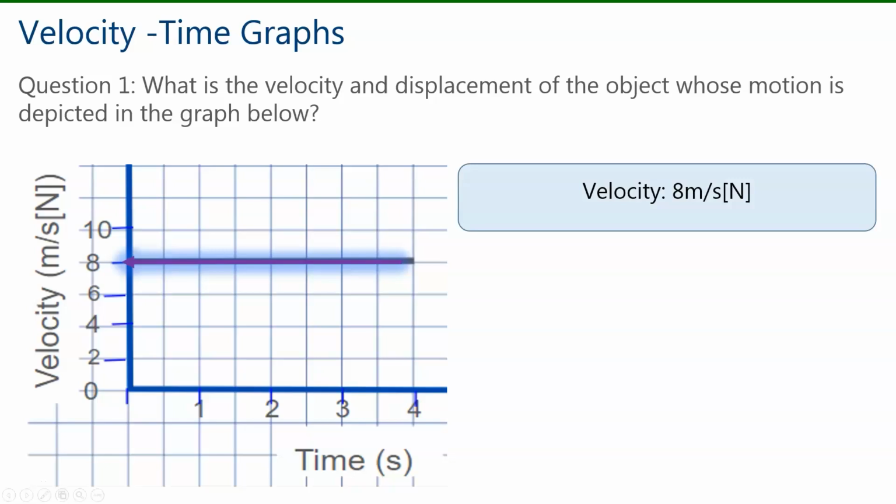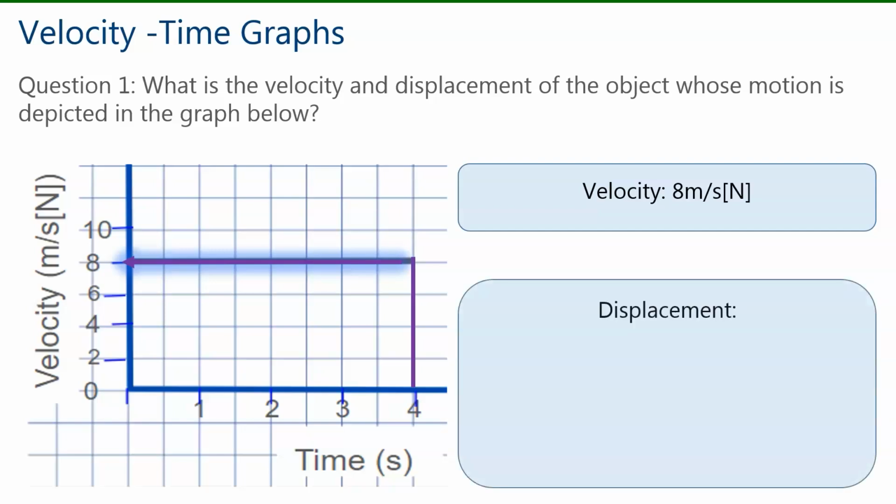Next, we're going to find the displacement. Remember that to find the displacement on a velocity time graph, you need to find the area under the line. So I'm going to extend a line down from the end of the line on the graph, and the shape that forms is a rectangle. So I'm going to need to find the area of the rectangle.